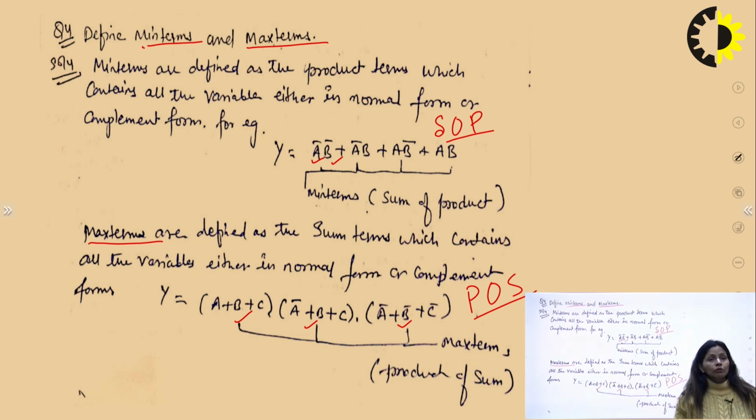You can also write like the SOP can be filled in the K map with ones, and the max terms are filled in the K map with zeros, right? So we can answer this question like this only. Okay.